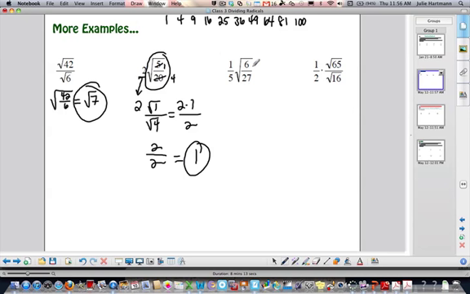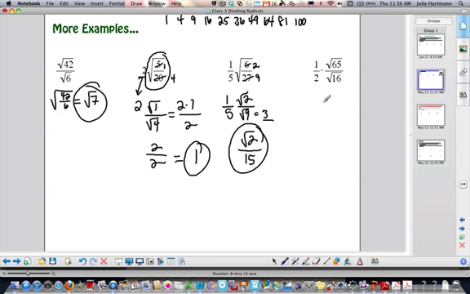All right, next. 6 and 27. Neither are perfect squares, but we can reduce it. 3 goes into both of them. 3 goes into 6 twice. 3 goes into 27 9 times. From there, you can split it up. Root 2 over root 9. And what is the square root of 9? 3. So you have 1 times root 2 to give you root 2 on top, and then 5 times 3 on the bottom is 15. And that's your answer.